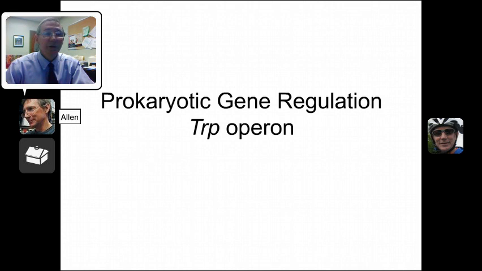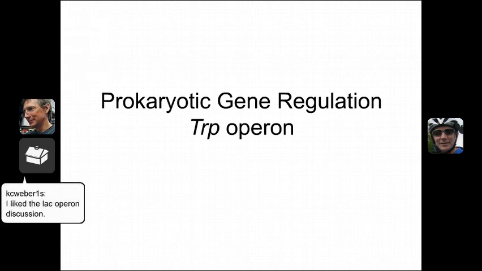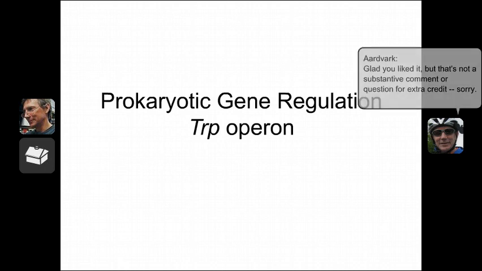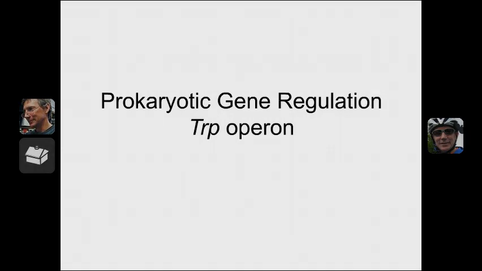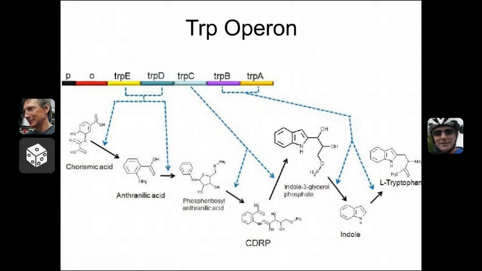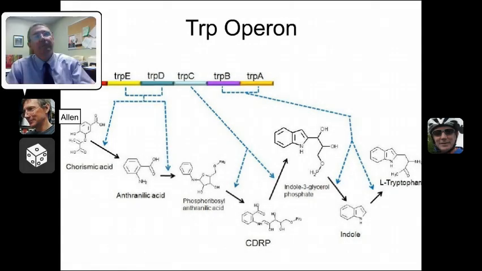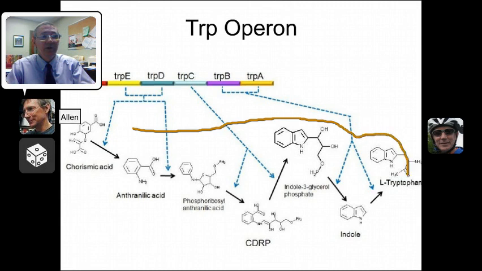Now it's time to look at another example of gene regulation, also in E. coli, the trp operon. The trp operon encodes enzymes that synthesize the amino acid tryptophan.